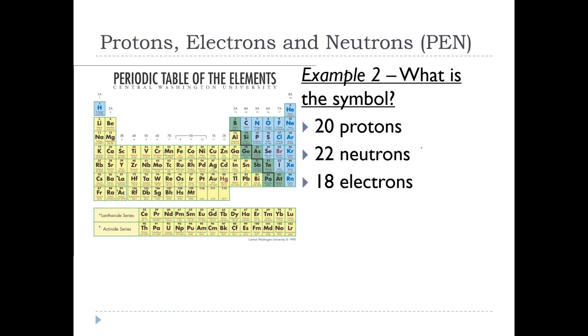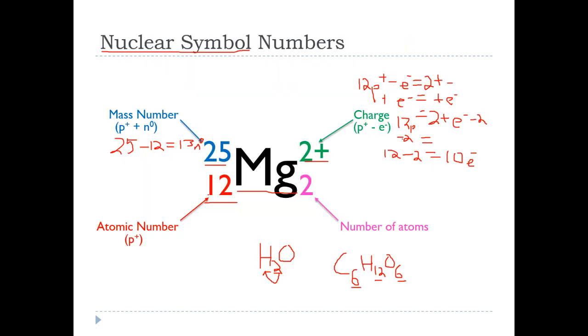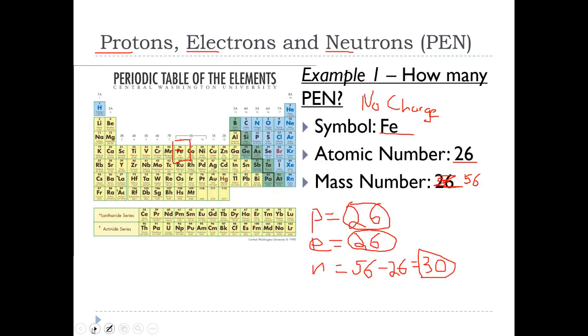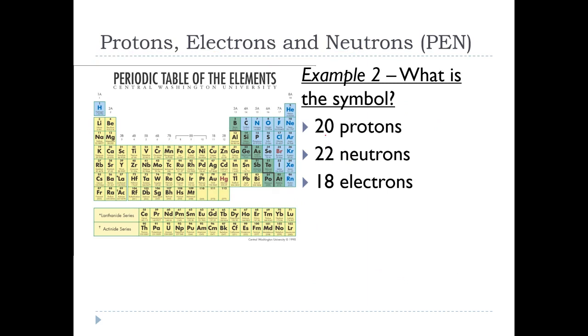Now, we're going to do the reverse. What is the symbol? And in this case, we're going to put down the mass number, atomic number, and the charge, including the chemical symbol. So I'm going to look. We've got 20 protons, 22 neutrons, and 18 electrons. So the number of protons automatically tells me the atomic number. So I'm going to look for the element with an atomic number of 20.